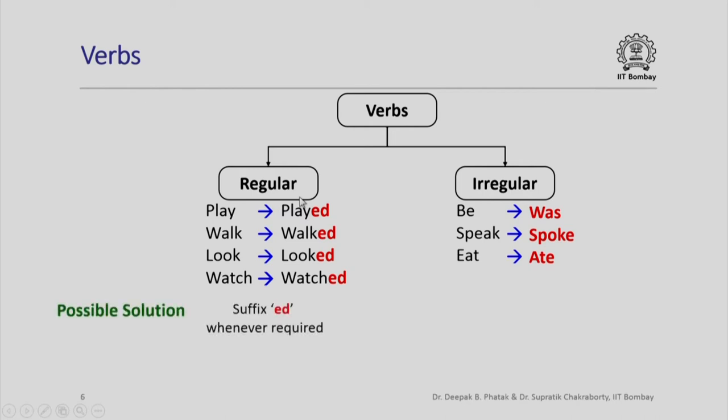So the question is, how are we going to do this systematically in a program? Well, we might say that we are going to keep track of what are the regular verbs and what are the irregular verbs. For the regular verbs, we can just suffix ed whenever we are asked to generate the past tense, but for irregular verbs, we have to store the past tense along with the verb, and if we are asked to generate the past tense of one of these verbs, we can just read out from the stored past tense form of the verb.